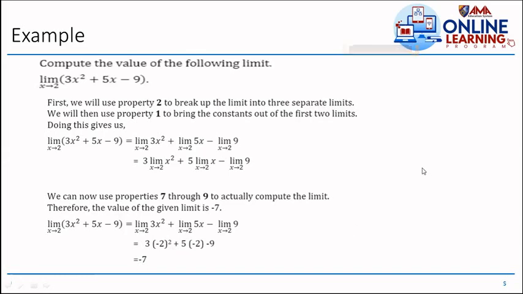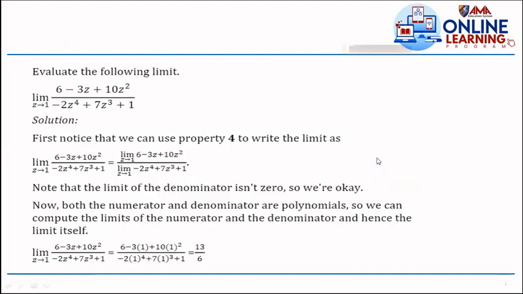Yes, sir. Okay? Next, evaluate the following limit. So, we have here again division, no? The limit of 6 minus 3z plus 10z squared divided by negative 2z to the fourth plus 7z raised to 3 plus 1 as z approaches 1. Okay? So, solution. First, notice that we can use property 4 to write the limit as, so, distribute natin, no? Ito yung limit ng numerator natin divided by limit ng denominator natin.